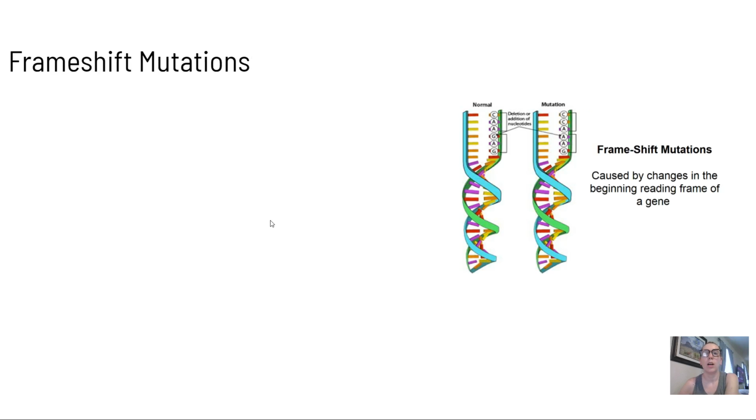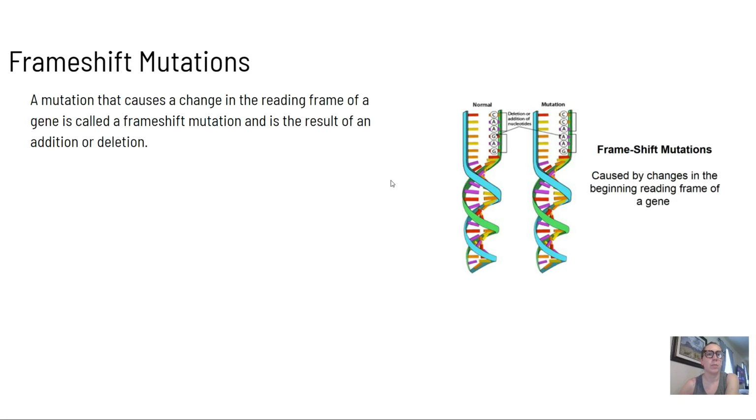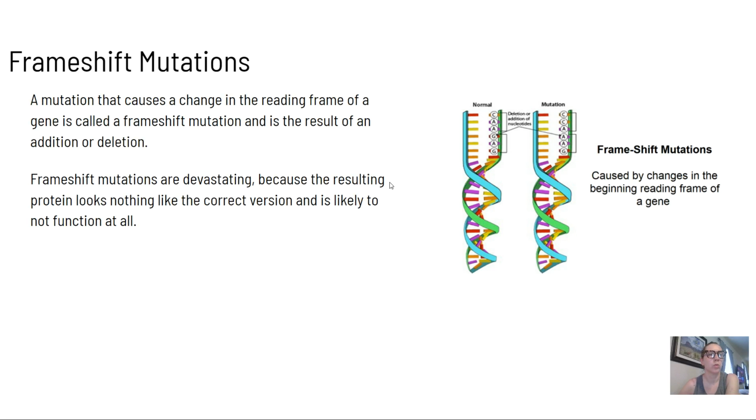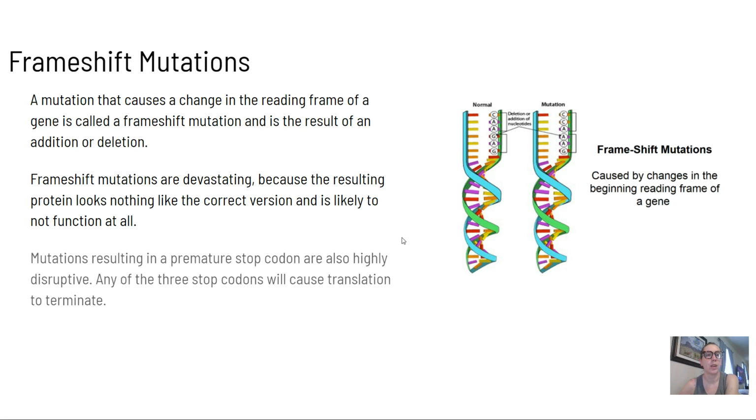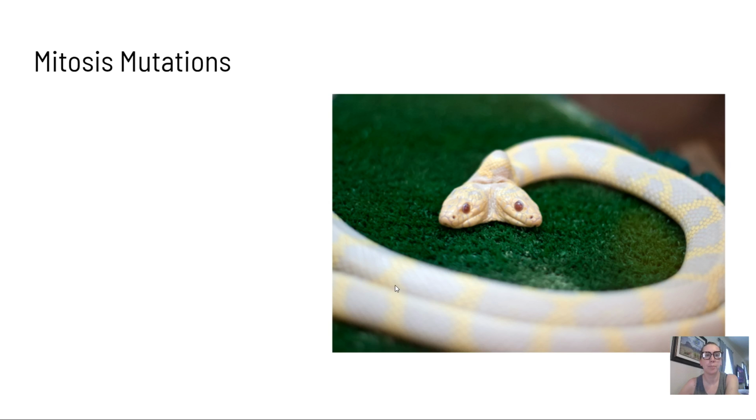Okay, so a frame shift mutation is caused by changes in the beginning reading frame of a gene. So where it starts, we have a deletion or addition of nucleotides. Either through addition or deletion, frame shift mutations are devastating because the resulting protein looks nothing like the correct version and is likely to not function at all. Mutations resulting in a premature stop codon are also highly disruptive. Any of the 3 stop codons will cause translation to terminate. That means translation will stop.